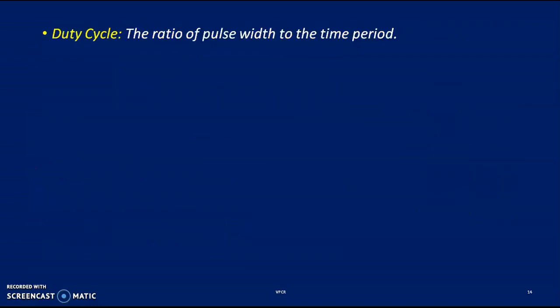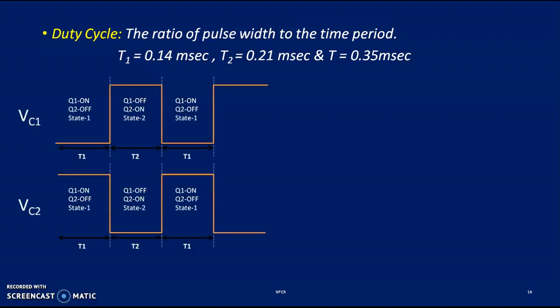Now the question is, what is the duty cycle and what is the equation for it? Duty cycle is defined for a given periodic rectangular wave. In order to find the duty cycle, we must have the T1 and T2 values, and of course the capital T value, for VC1 and VC2. In our astable multivibrator we have two outputs, one is VC1 and the other is VC2, and these two are complements of each other.